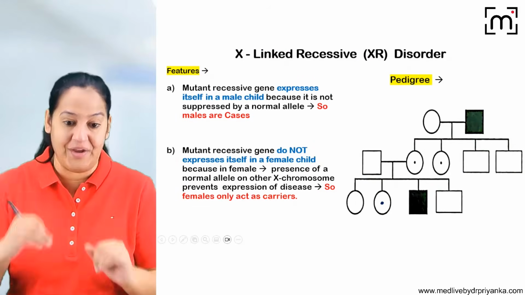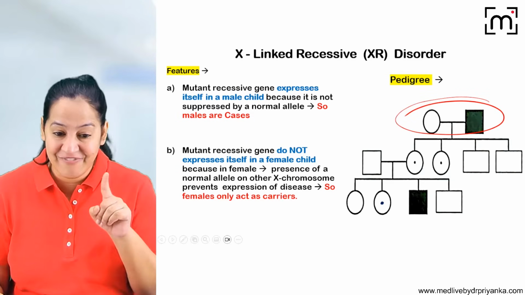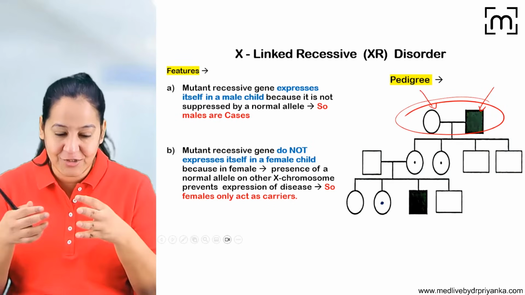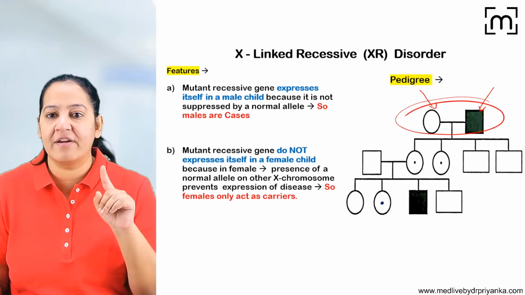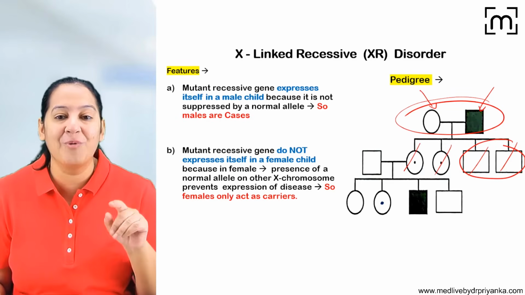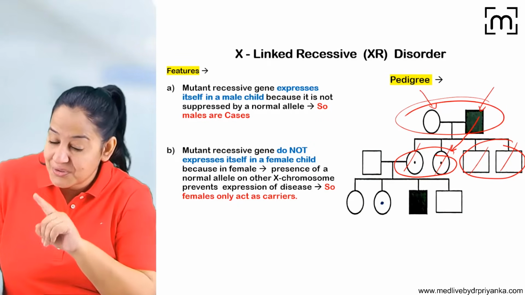So same is shown to you here. You can see this is the first couple. The male partner is affected, the female is healthy. They are marrying together. They have 4 siblings: 1, 2, 3, 4. Both the sons are normal and both the daughters are carrier, because the father is giving disease only to the daughters, not to the son.